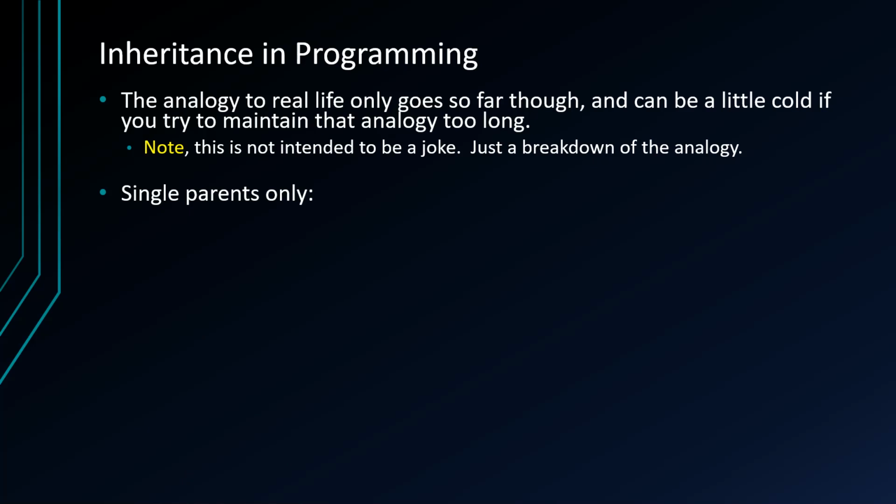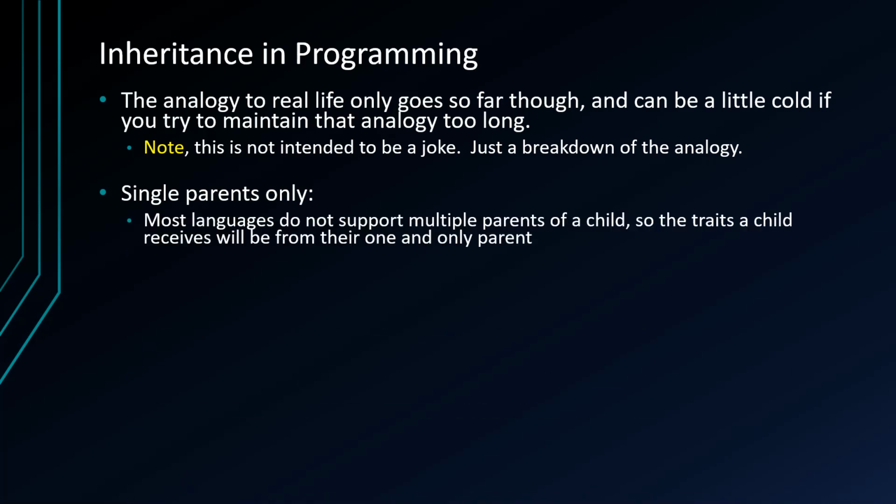First thing, single parents only. What this means is that most languages do not support the idea of multiple parents of a child. So the traits a child receives will be from their one and only parent. It's not exactly a happy situation, but that's the way it works in coding. So they have one parent who gives their traits to the child.